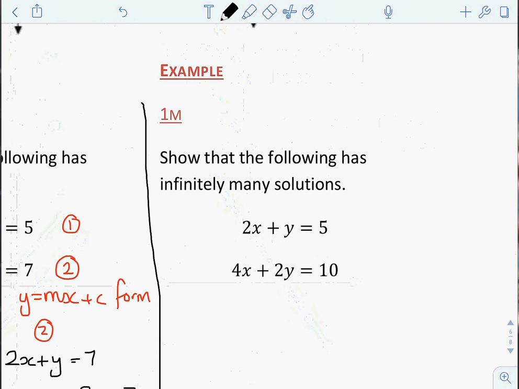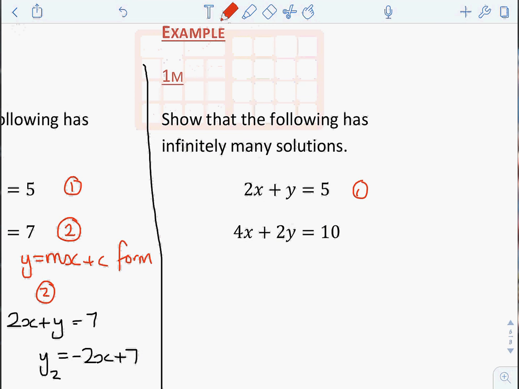This example will show that the following has infinitely many solutions. First step again is going to be to rearrange this. If you can show that they're the same equation, i.e. by dividing this second equation by 2, you would be actually capable of saying, therefore, there are infinitely many solutions. I'm going to use the same property we've used previously, because there's different forms of this question that still require you to find the gradient and find the y-intercept.